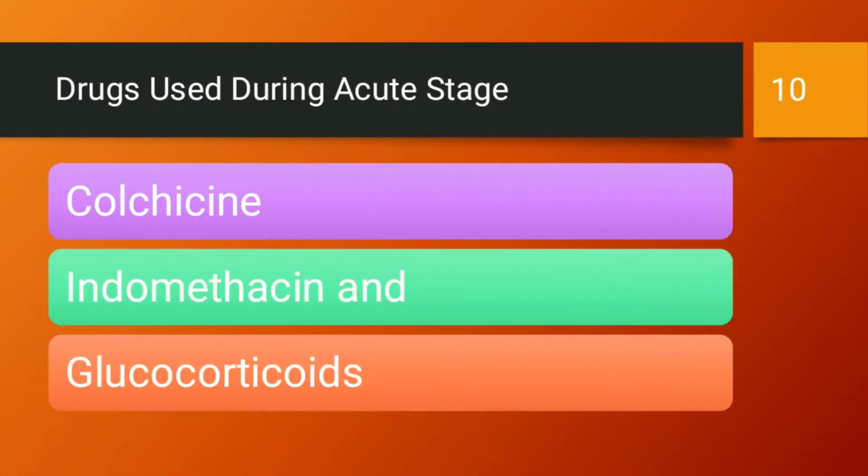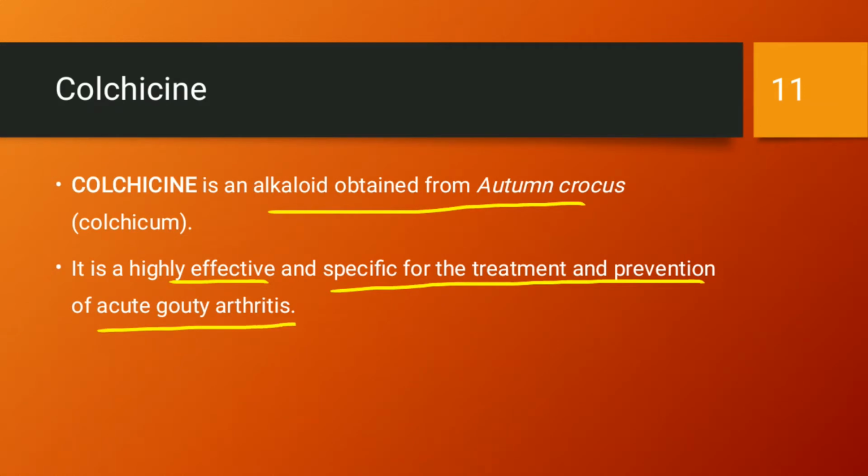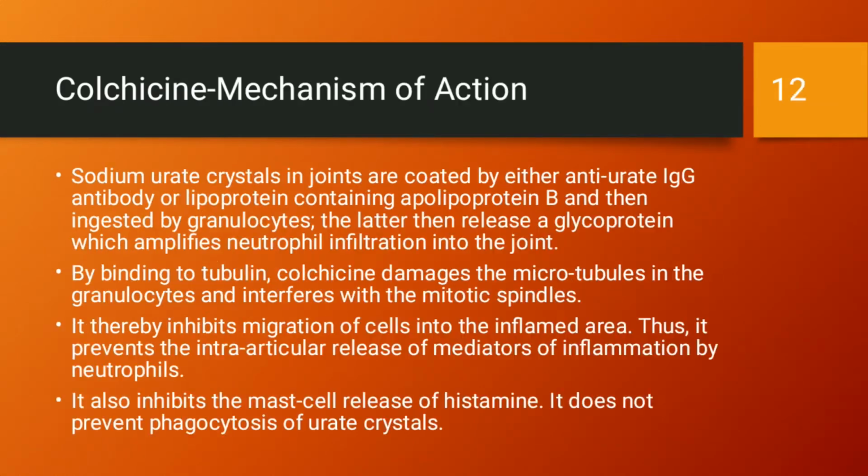In the acute stage, the drugs which we use are colchicine, indomethacin and glucocorticoids. Colchicine is the first drug we are going to study. Colchicine is an alkaloid obtained from autumn crocus, that is colchicum. It is highly effective and specific for the treatment and prevention of acute gouty arthritis.